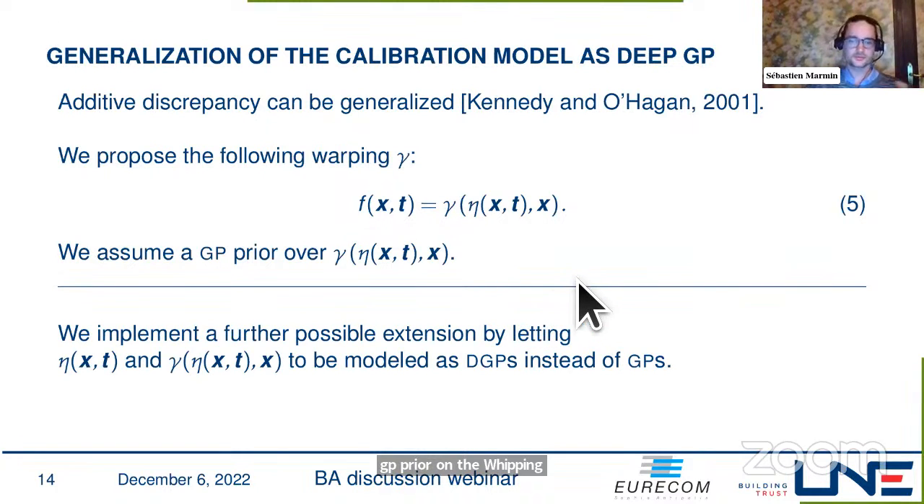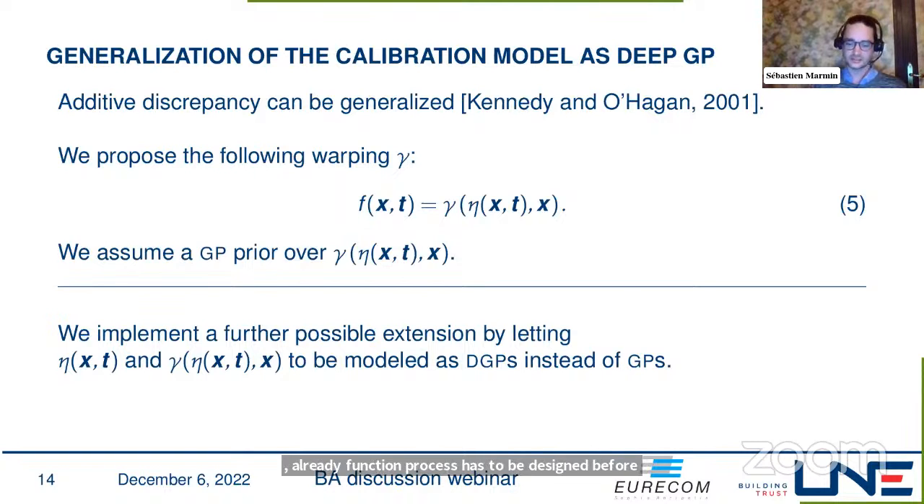And we also, as I said, generalize the model by not considering only GPs, but deep GPs, and considering a deep GP prior for eta and a deep GP prior for the warping or for the discrepancy when the discrepancy is additive. So deep GPs are particularly useful when the emulator or the real process exhibit a space-dependent behavior. And it's difficult to model with Gaussian process, even if it's possible with non-stationary Gaussian process.